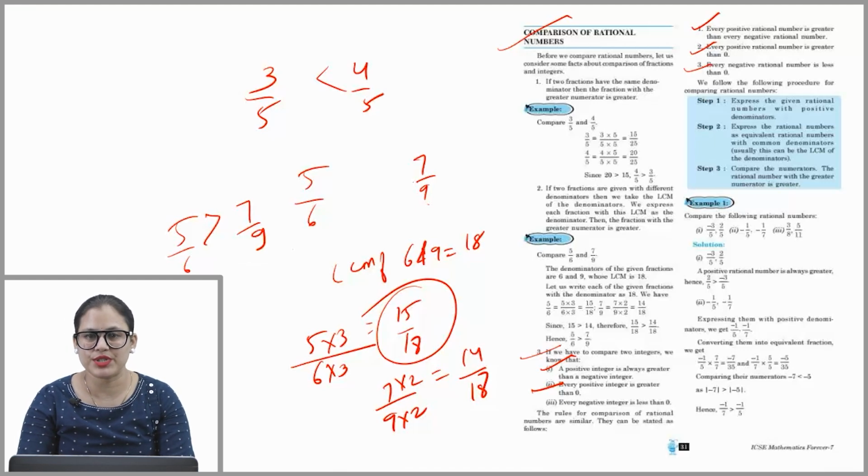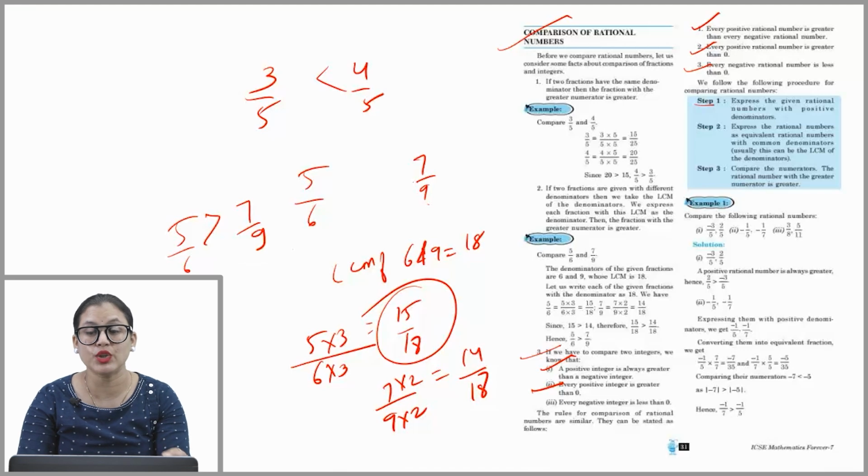So we follow the following procedure for comparing rational numbers. Step 1, express the given rational numbers with positive denominators. Step 2, express the rational numbers as equivalent rational numbers with common denominators. Usually this can be the LCM of the denominators.